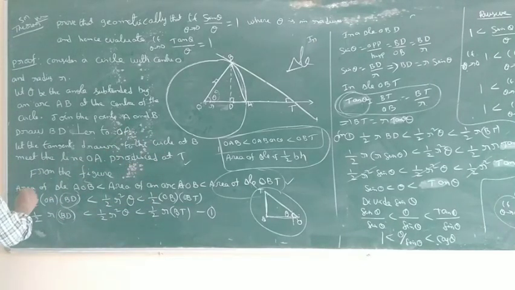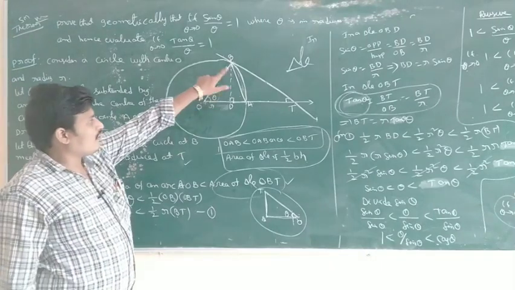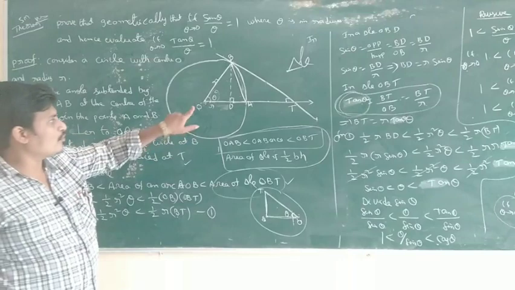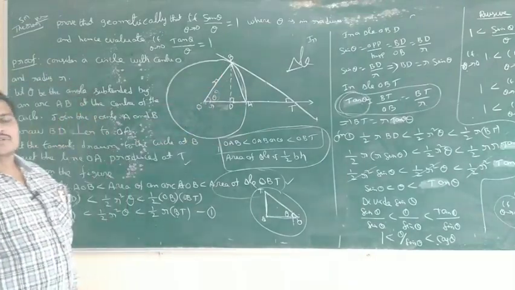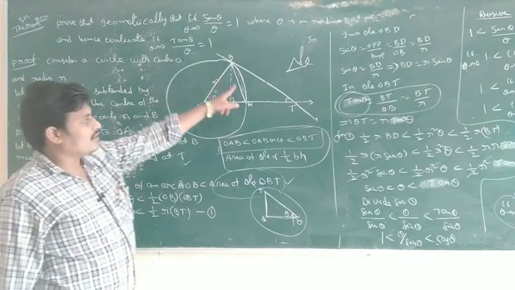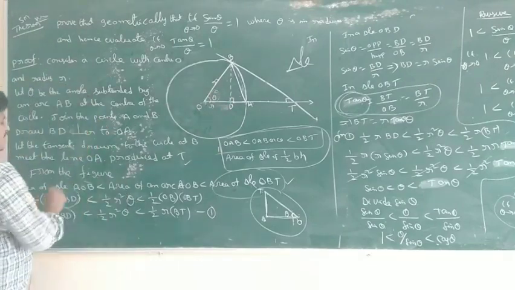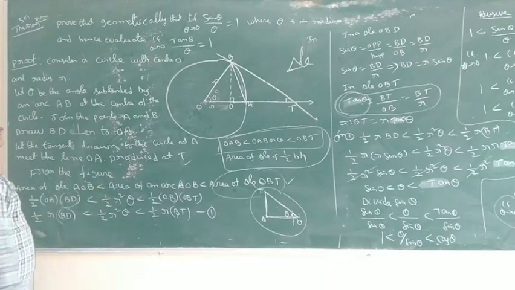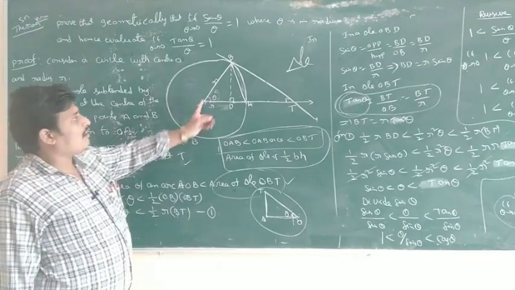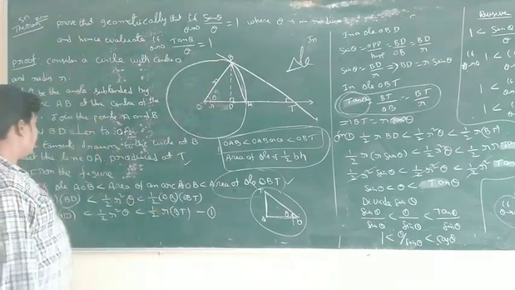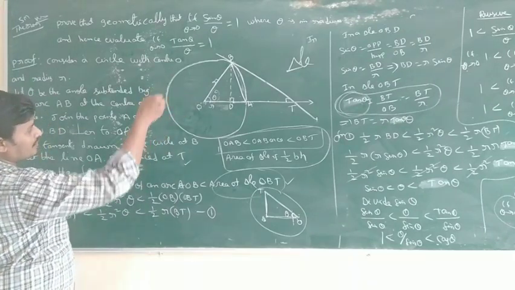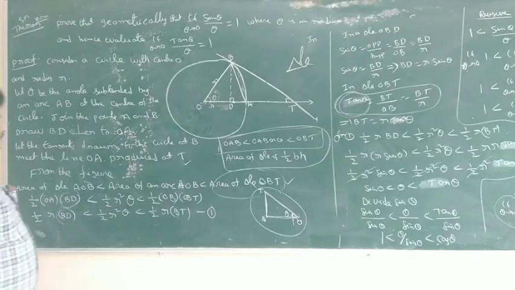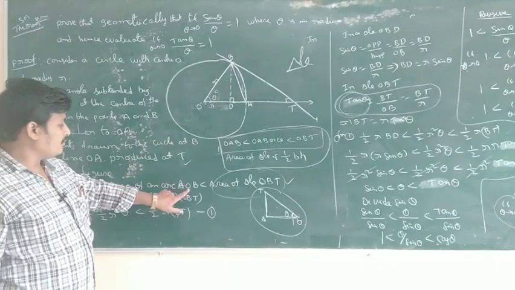From the figure, the area of triangle AOB is the small triangle compared to the three: triangle OAB, arc OAB, triangle OBT. Which is the least one? Triangle OAB. So the area of triangle OAB is less than the area of arc OAB. The angle must be in between, in the middle.